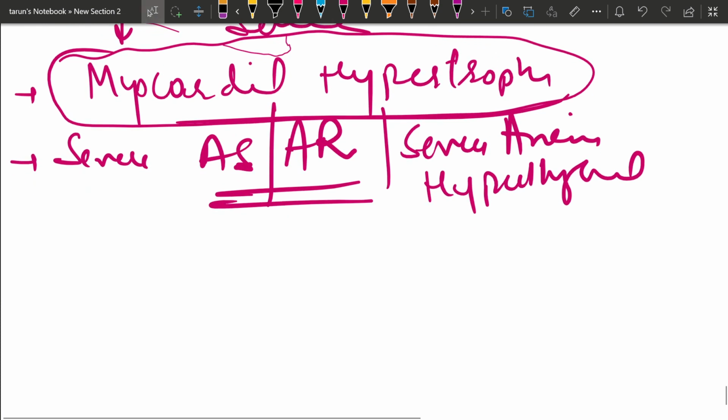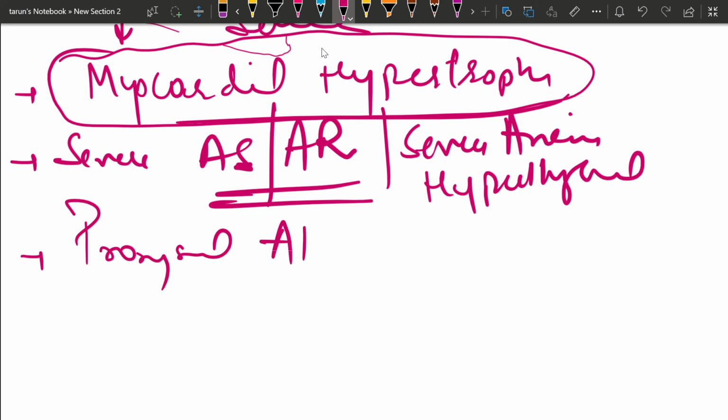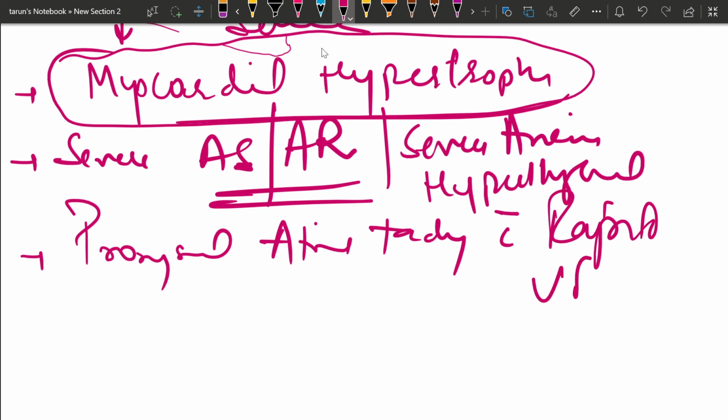Then one more cause for angina with normal coronaries is paroxysmal atrial tachycardia with rapid ventricular rate. It is also one condition where the coronary is absolutely normal but the patient is having anginal symptoms.